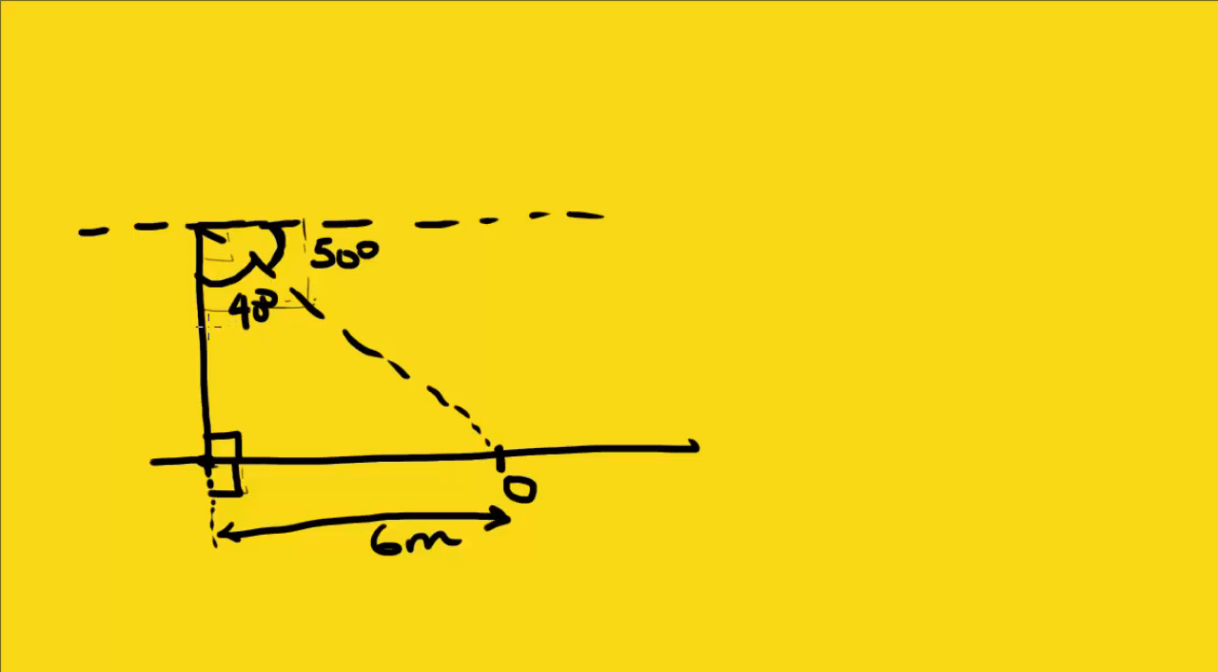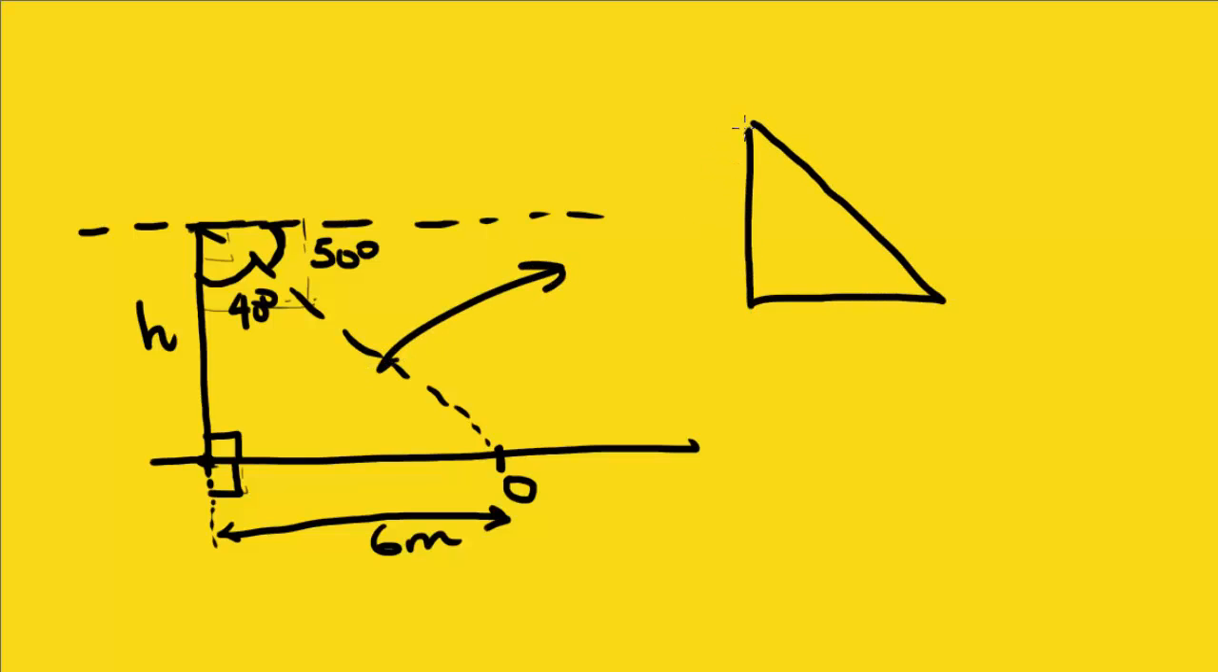And the question says find, correct to 2 decimal places, the height of the mast. So we want to know h, the distance from the base of the mast to its top. What you have is a right angle triangle. You know that this angle is 40 degrees, you know this angle is 90, and because all angles in a triangle add up to 180 degrees, this is 50 degrees. So we have a triangle where we know all the angles and we know the value of one side. We don't know the length of the height.